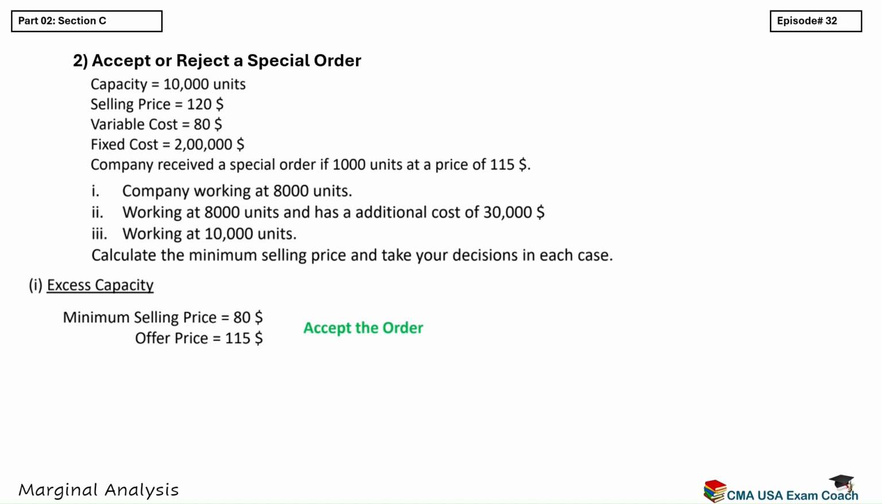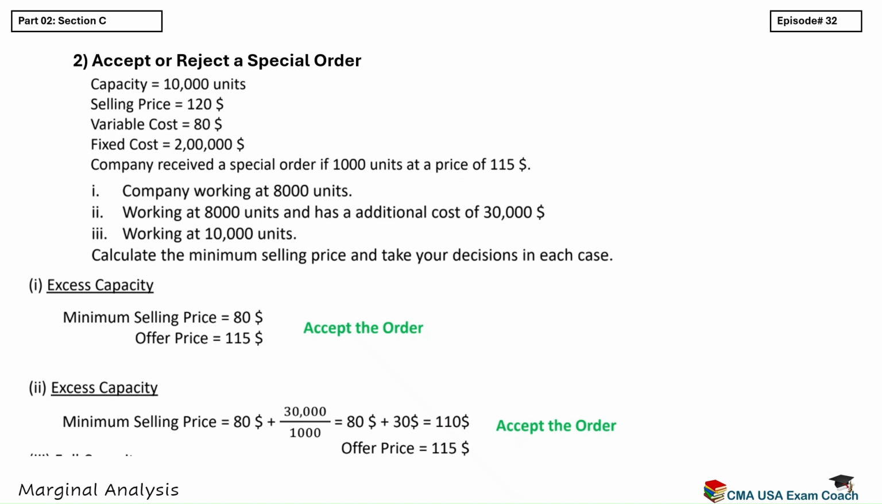Now let's move to the second case. Here, the company is still producing 8,000 units, so they still have excess capacity. But now we are told there is an additional cost of $30,000 that must be incurred to fulfill the special order. So, in this case, the company needs to recover not only the variable cost, but also this additional cost. To calculate the minimum price, we divide the additional cost by the number of special order units. 30,000 divided by 1,000 units gives us $30 per unit. When we add that to the variable cost of $80, we get a minimum price of $110.